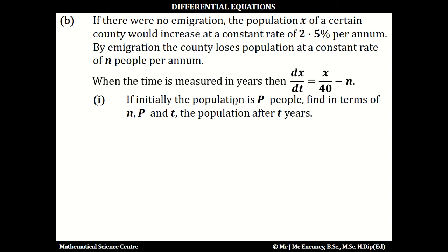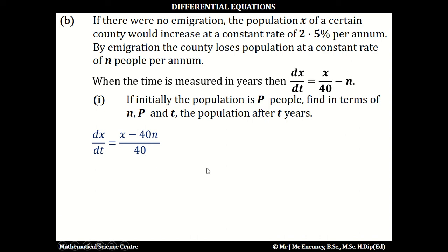So the mathematical model used to represent the population after time t is dx/dt equals x over 40 minus n. Now you can write that as n over 1. The common denominator would be 40. So this means that dx/dt can be written as (x minus 40n) over 40. That's just getting a common denominator.